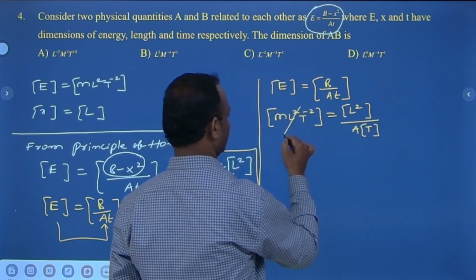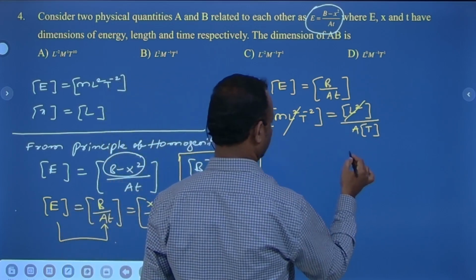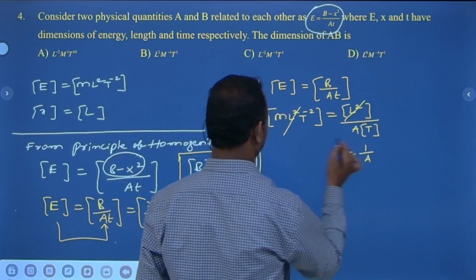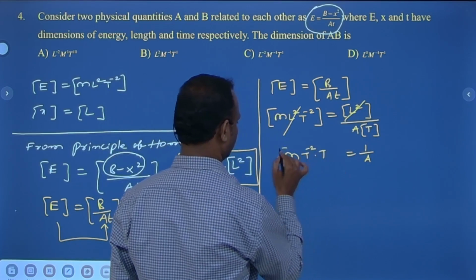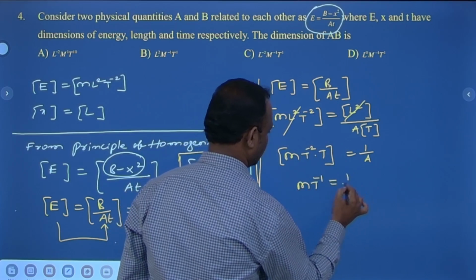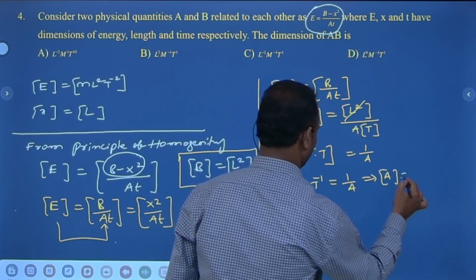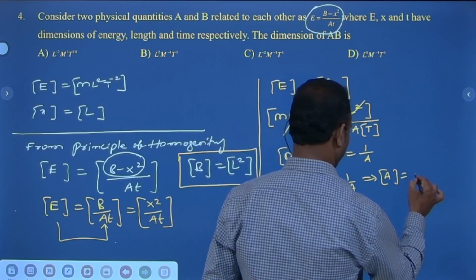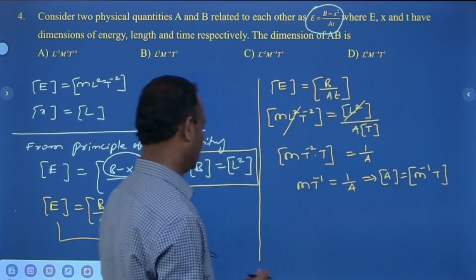Now L square and L square cancel. This T comes here, then 1 by A is equal to M T minus 2 and T. So M T minus 1 is equal to 1 by A. So the dimensional formula of A is M minus 1 T. This is A, right?